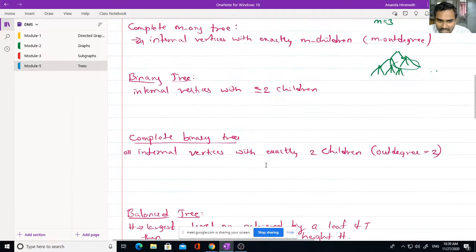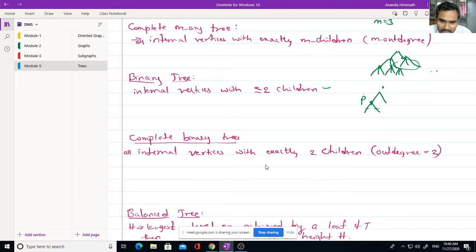Then binary tree, here m is equal to 2. So binary tree means every internal node must have less than or equal to 2 outer degree, or 2 children. We say outer degree as children here because, say, if this is the internal node P, then its outer degree is 2. It means that it has 2 children. So it must have less than or equal to 2 children, then such a tree is called a binary tree.